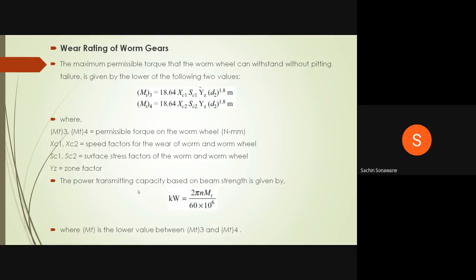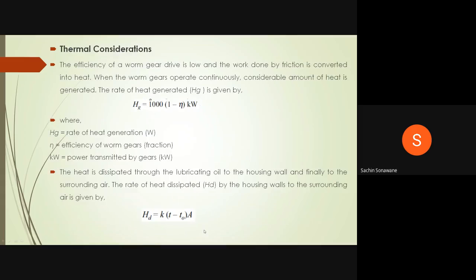Now similarly we have to calculate Mt3 and Mt4, and whichever is minimum, that we have to take for calculation of kilowatt. Therefore the power transmitting capacity is given by kilowatt is equal to 2 pi n Mt divided by 16 into 10 raised to 6, where Mt is the lower value between Mt3 and Mt4. Now the last theory point, thermal considerations.